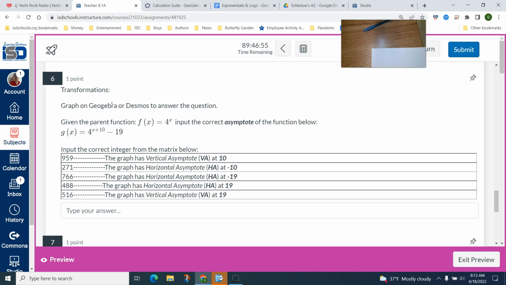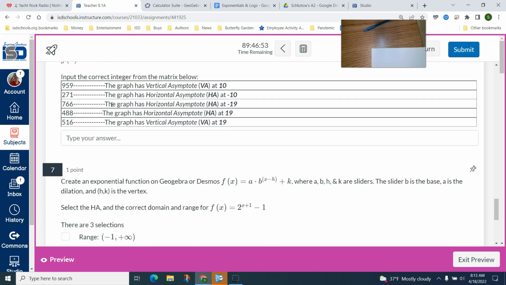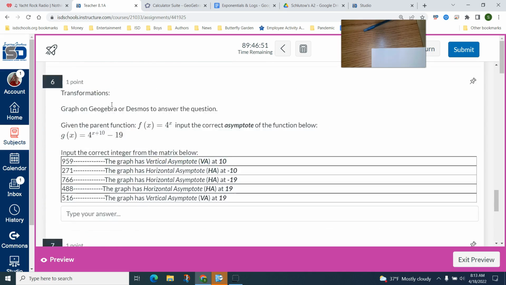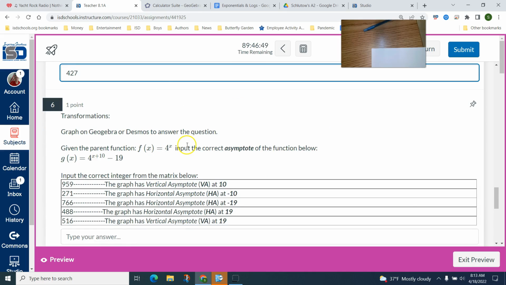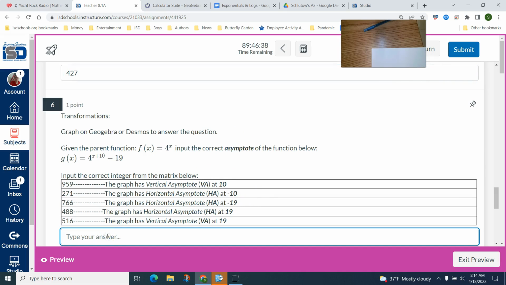All right. And then this is another one. I don't know why there's 2 on here, but it's an asymptote. And this one, horizontal, it's going to be, because it's exponential, negative 19. So there it is right there, 766.